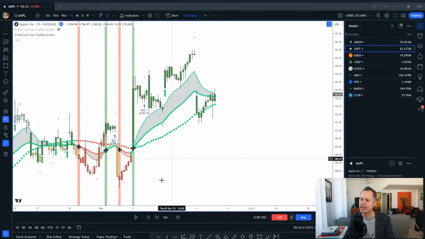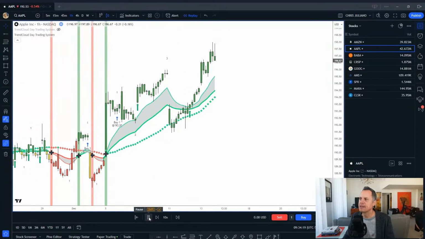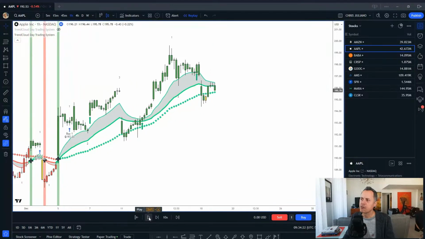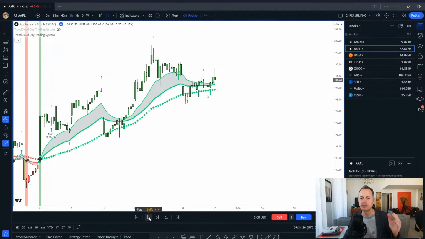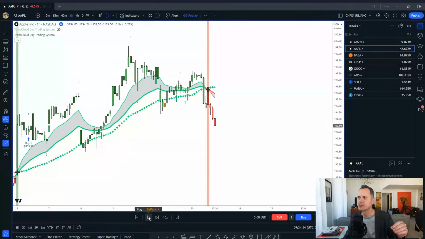Deep pullback. Look at that gap pullback. But it's not on sale yet. You've got to wait for that signal. We're just accumulating Apple, okay? We're just accumulating. And TrendCloud, I designed it to be a visual representation of what's going on.